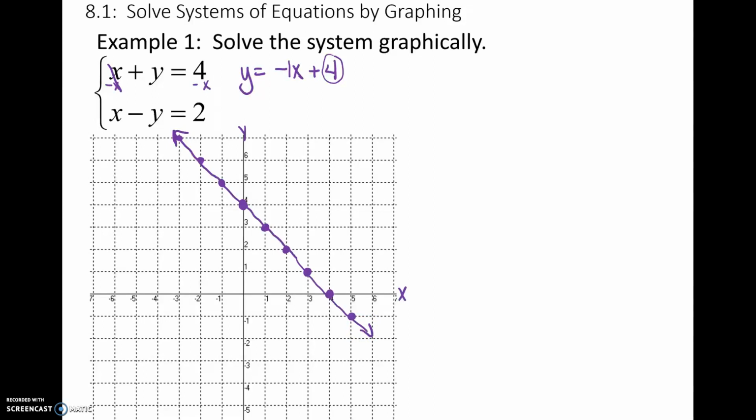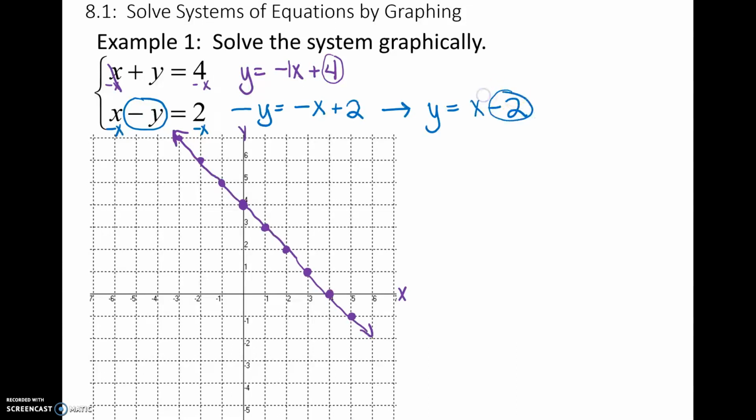Next, we need to graph the other line. We need to subtract x on both sides. But notice that this is a negative y. So negative y equals negative x plus 2. Can we leave it as negative y equals negative x plus 2? Heck no. Instead, we divide everything by negative 1 or multiply everything by negative 1 or just take the opposite of every term. Y equals positive x minus 2.